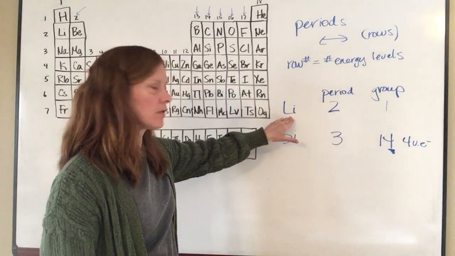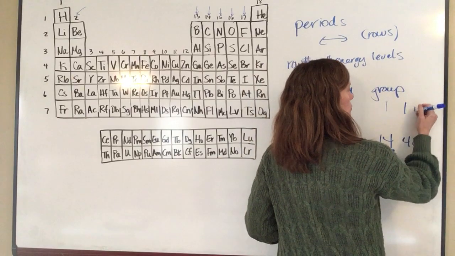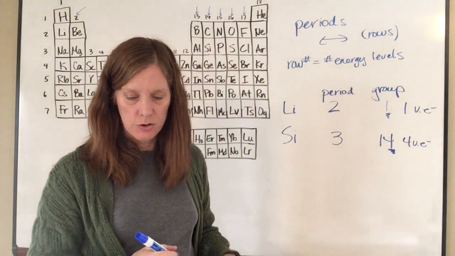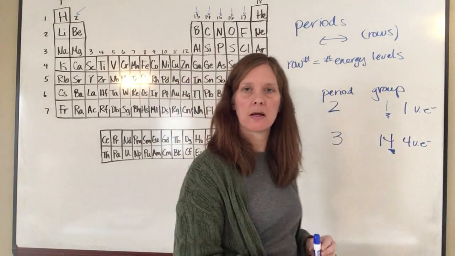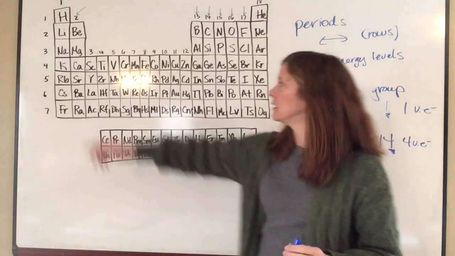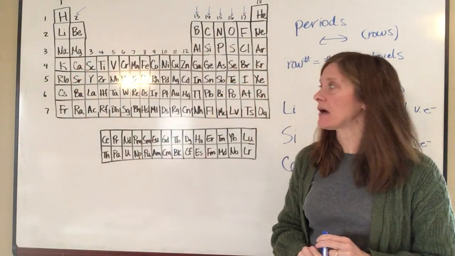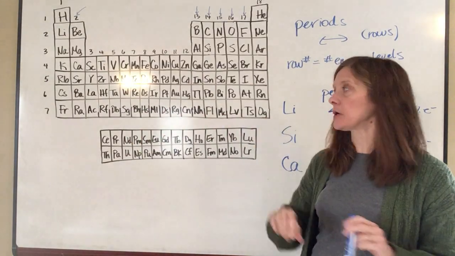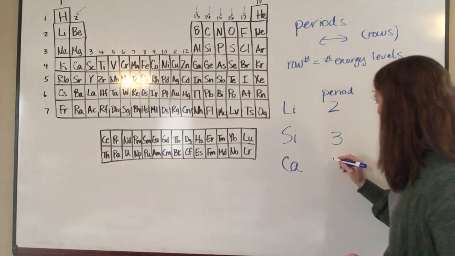How many valence electrons does lithium have? If you said 1, you're correct. 1 valence electron because it's in group 1. Do a couple more. How about calcium? Calcium on the periodic table is over here. What period is calcium in? Remember, periods go across, just like sentences go across with the periods at the end. So calcium is in period 4.